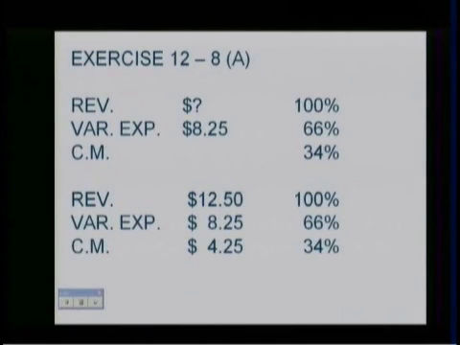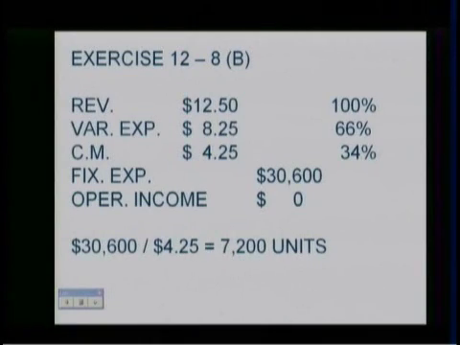In Part B, they say if the new product adds an additional $30,600 to their fixed expenses, how many units of the new product must be sold at the price calculated in Part A to break even on the new product? Okay, how do we calculate break even? Well, we need to know exactly what their operating income is going to be. In this case, it's going to be 0 because they're going to be at break even. So we have no target income. Our target income is 0.